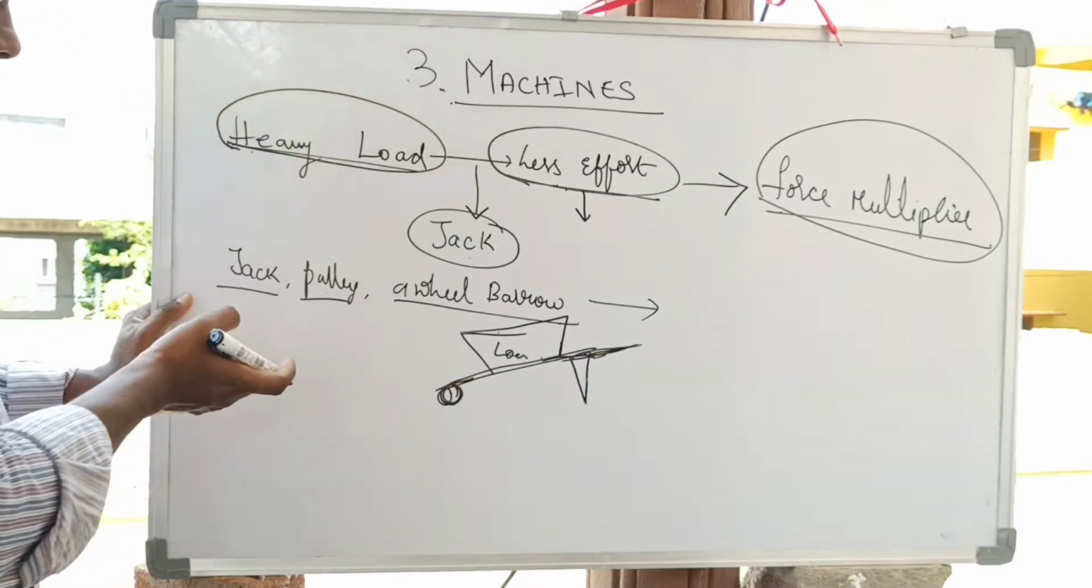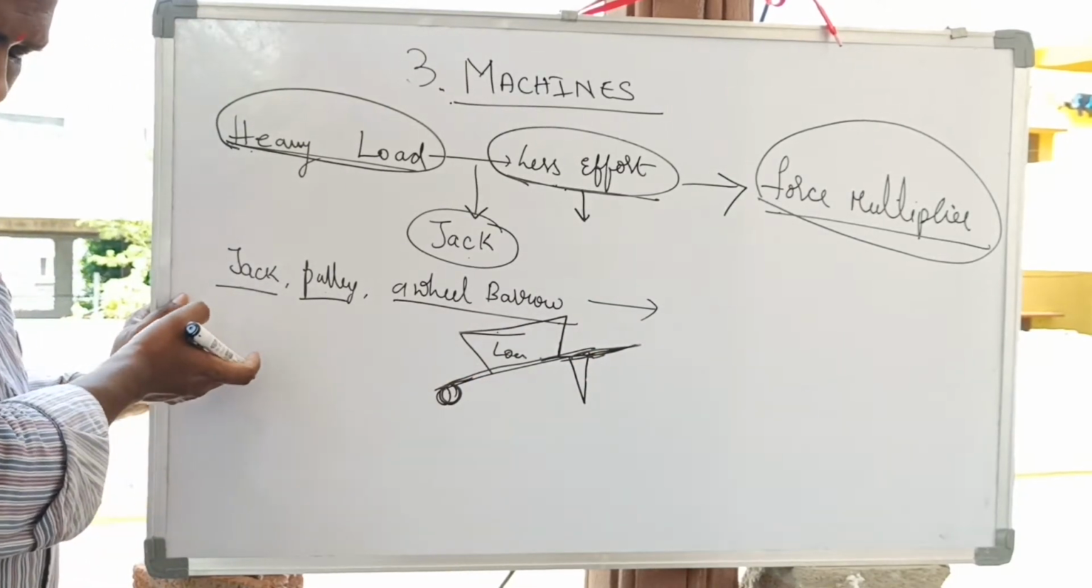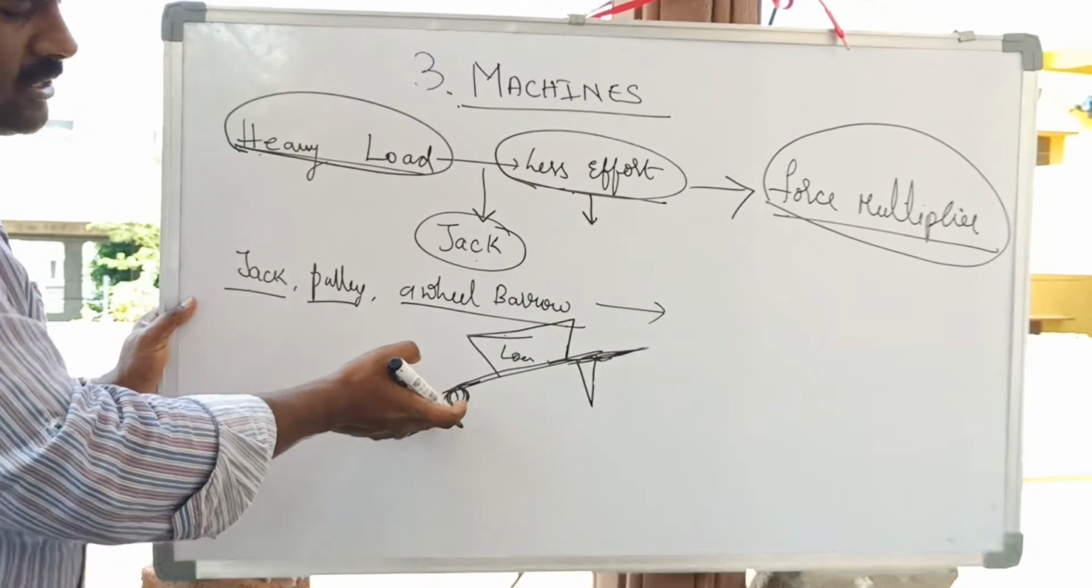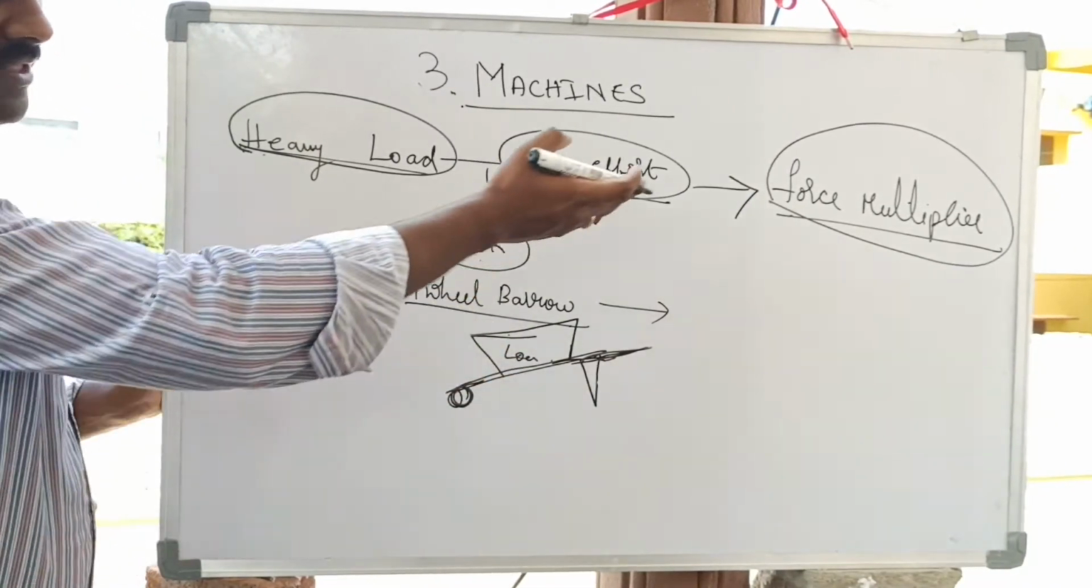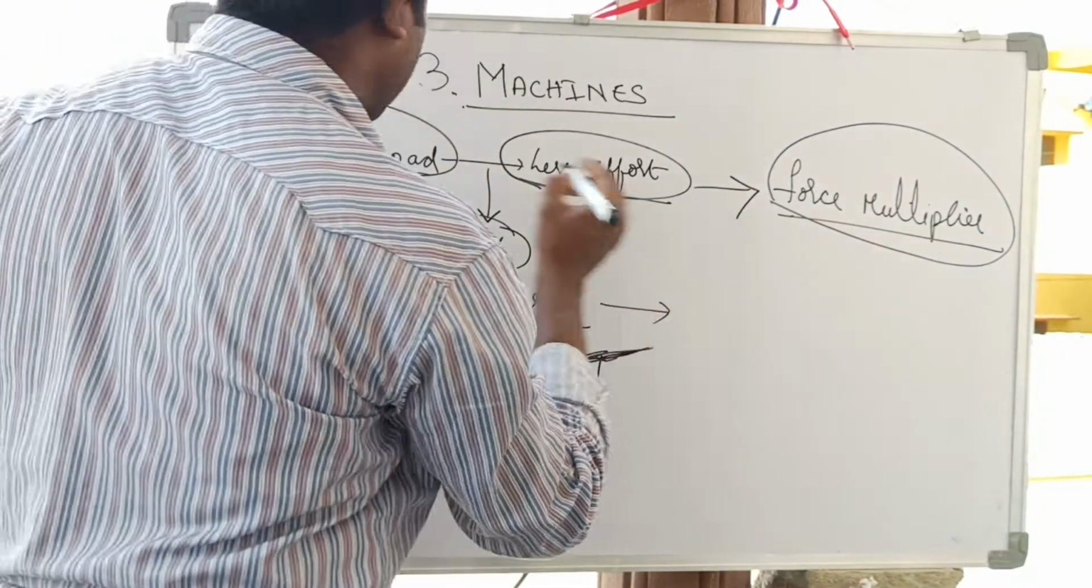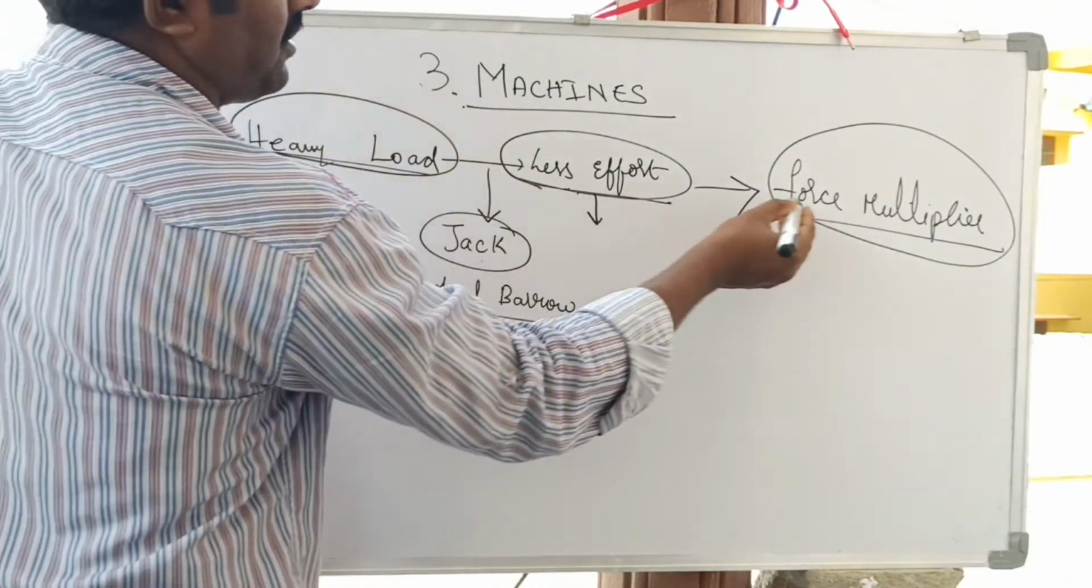You can take a crowbar, you can take a spade. All these are examples of the force multiplier. This is the first one. Force multiplier is the first one for us.